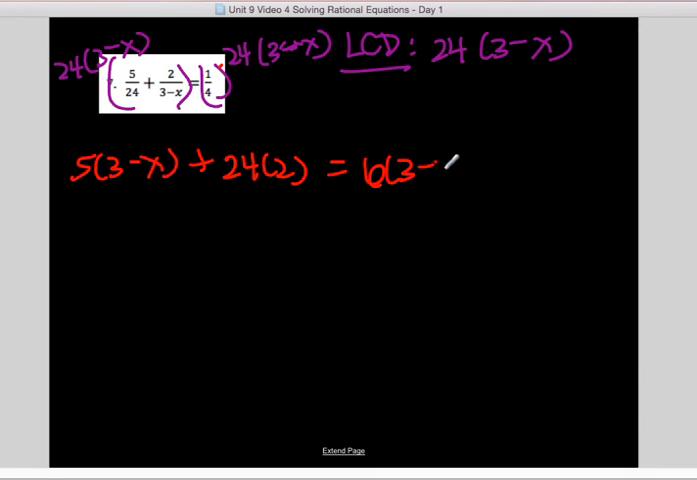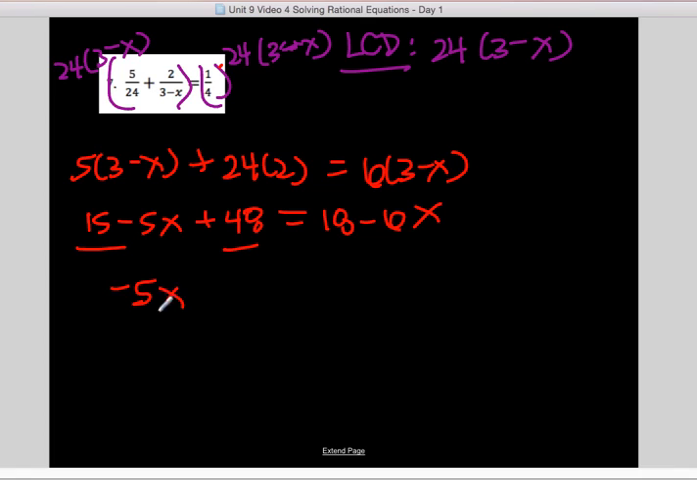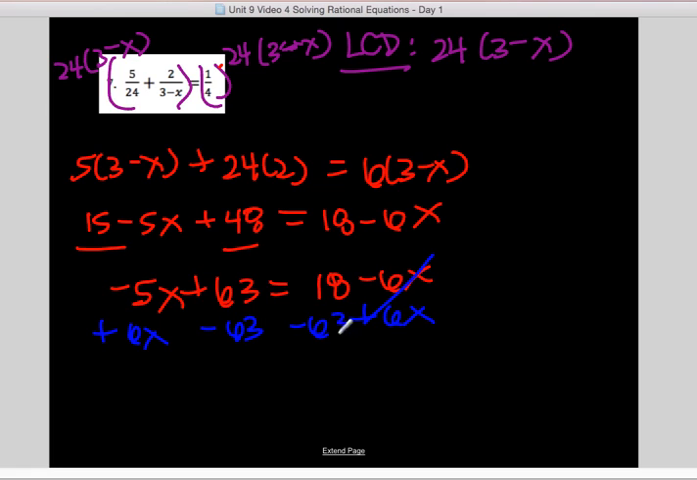Times 3 minus x. This will give me 15 minus 5x plus 48 equals 18 minus 6x. I'm going to combine these like terms. I have negative 5x. This is going to give me 63 equals 18 minus 6x. Okay, going to bring the smaller to the larger for my x's. So actually negative 6 is the smaller one. And that means I'm going to subtract 63. So x is equal to 18 minus 63, which is negative 45.